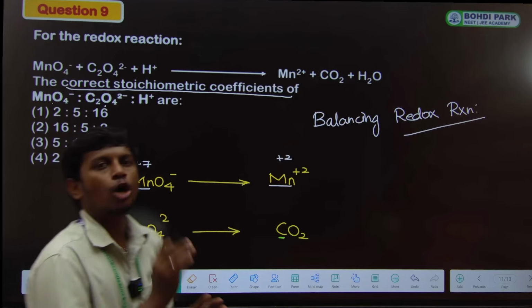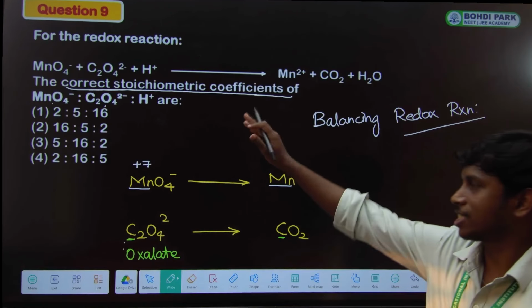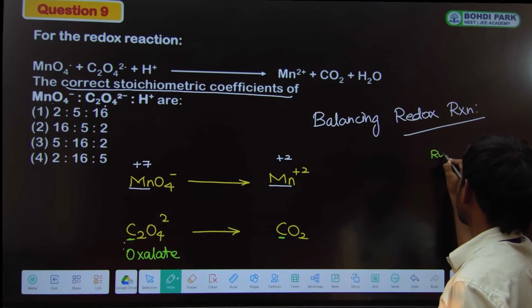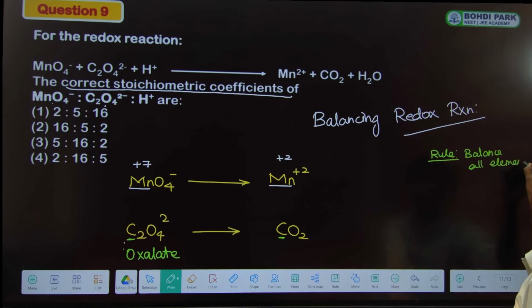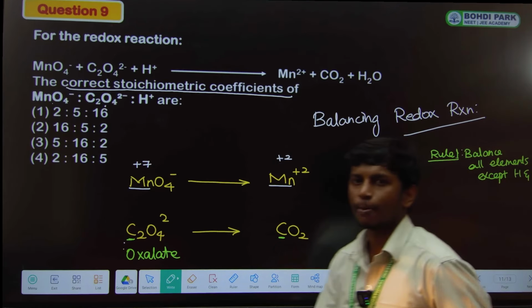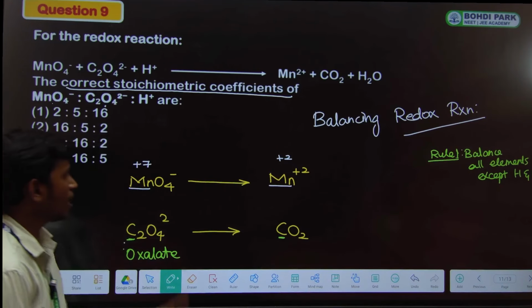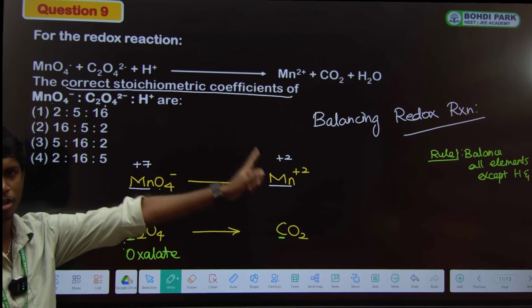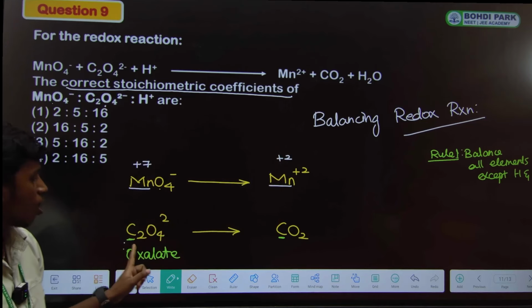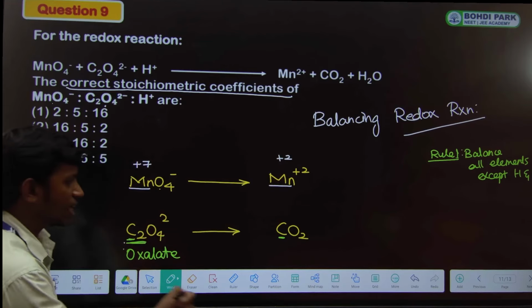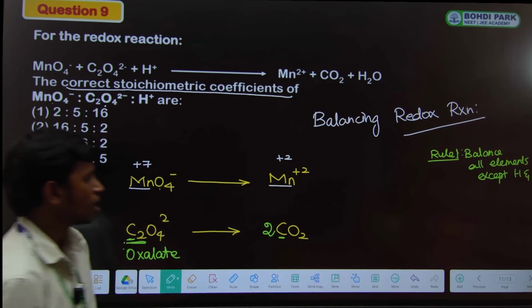Now what should we do? Rule number 1. In order to balance this reaction, rule number 1 is you have to balance all elements except hydrogen and oxygen. Here in the first one there is oxygen and manganese. Manganese is already balanced, one element on each side. Then for carbon, here there are 2 carbons, here only 1 carbon. We balance that, so 2CO2.